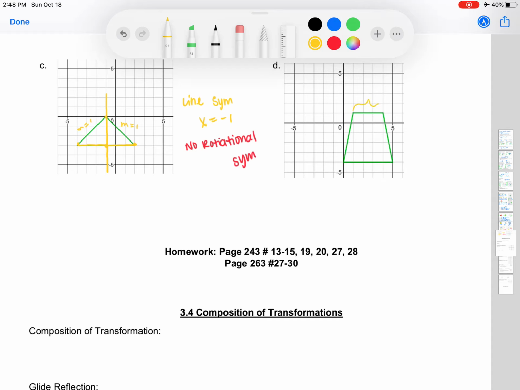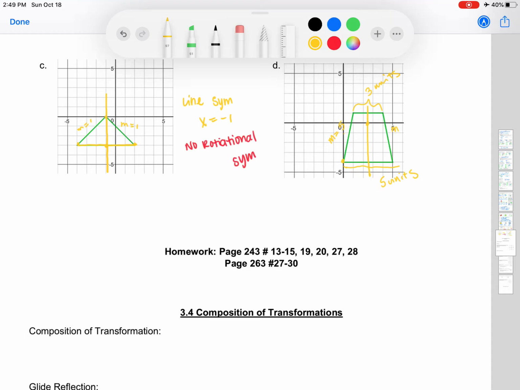So on example 3D, the top of my figure is not the same length as the bottom of the figure, but they are parallel to one another. So I noticed that the top is 3 units and that the bottom here is going to be 5 units. So I know that the line that splits them in half would go through this point here. And then I would want to check the slopes on both sides. So from that vertex on the left, I'm going up 1, 2, 3, 4, 5, and I'm going to the right 1. So here my slope is 5.